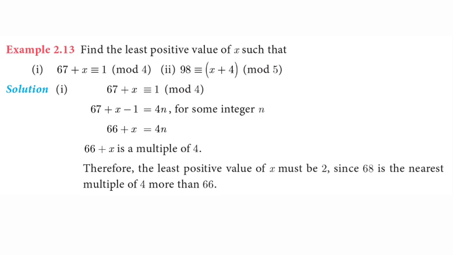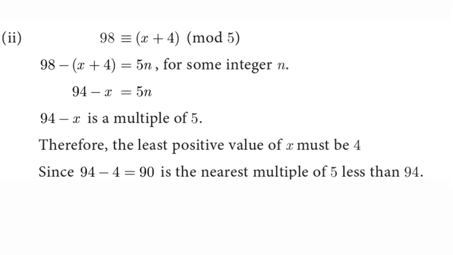66 plus 0, that is 66, is not a multiple of 4. Second one, 66 plus 1, that is 67, is also not a multiple of 4. 66 plus 2 equals 68, that is a multiple of 4. Therefore the least positive value of x must be 2, since 68 is the nearest multiple of 4 more than 66.